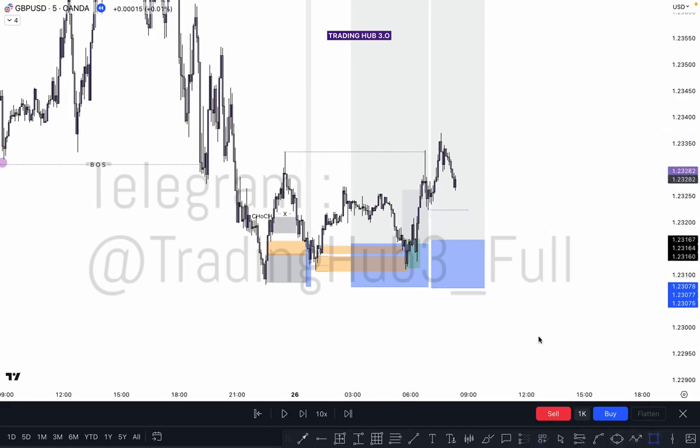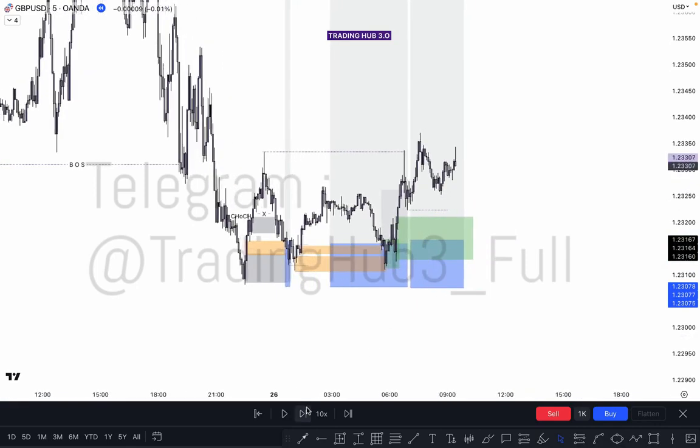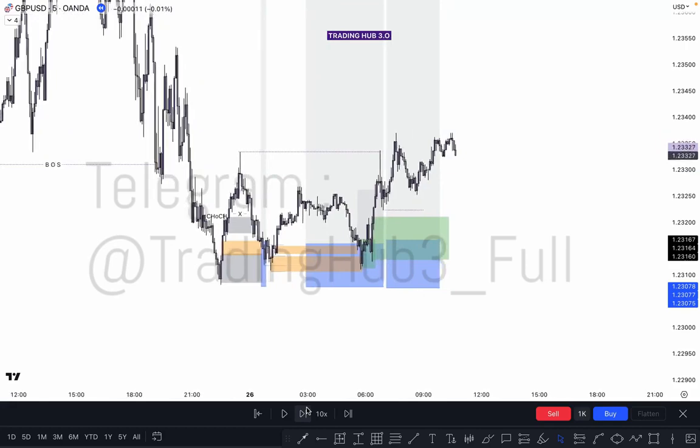Where is our unmitigated order block? This one. This is our unmitigated order block. If the market taps here, then you can buy here. Also, you need a single candle order block confirmation for additional confirmation before the buy and sell. Okay, if it is not created, then you have to leave them.